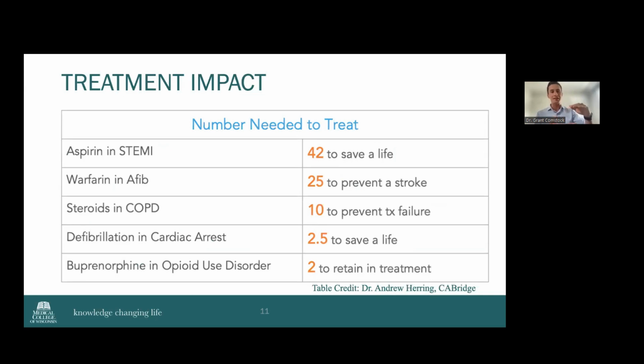I mean, general medicine, it's aspirin in a heart attack. Yeah, we do that. It's warfarin in somebody who has atrial fibrillation because we don't want them to have a stroke. Well, we do that too. Steroids for somebody who has a COPD flare, that helps. Defibrillation, shocking somebody whose heart is not beating. Yeah, we do that a lot. And all of those things are standard of care. But then you see what rises straight to the top of this. It's buprenorphine for the treatment of opioid use disorder, and it takes only 2 patients to retain in treatment.